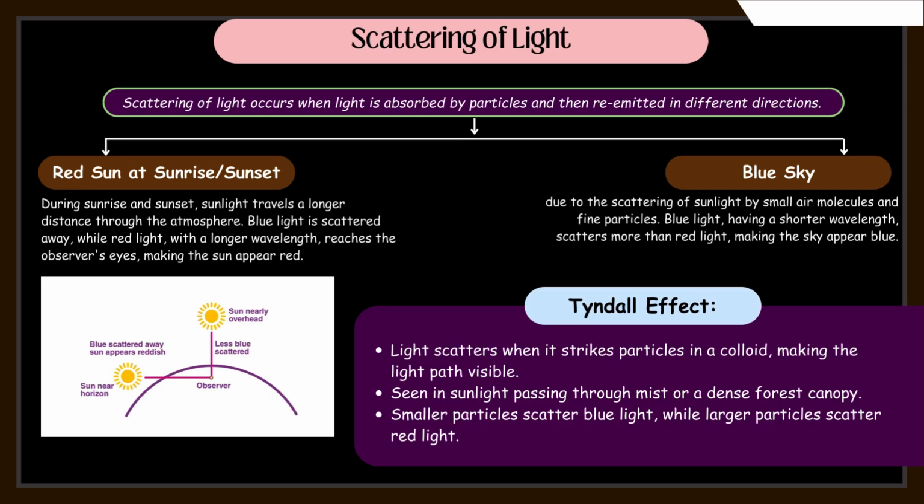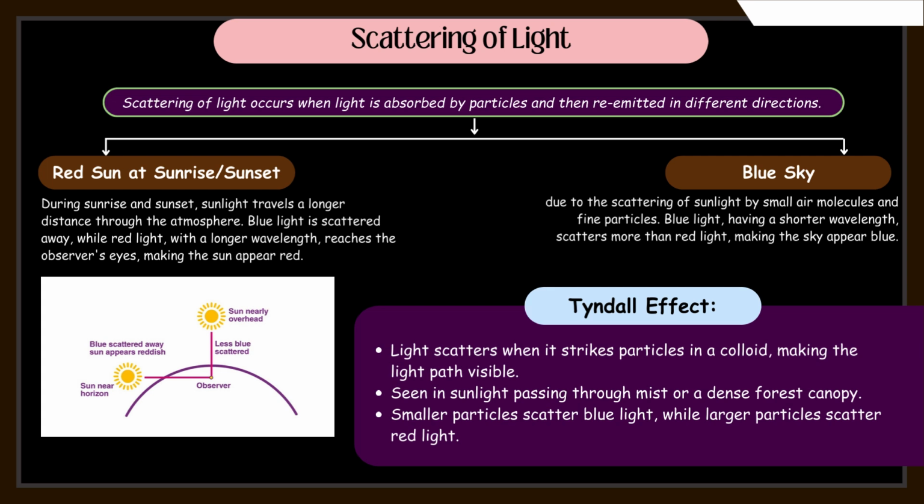Let's finish this chapter with one of the most interesting concepts, scattering of light, which explains some of the most beautiful sights in nature. Scattering of light happens when light is absorbed by tiny particles in the atmosphere and then re-emitted in different directions. This scattered light reaches our eyes and creates colorful effects in the sky. Let's start with why the sky is blue.